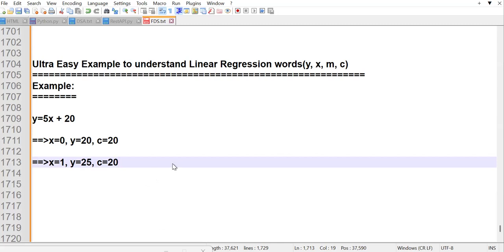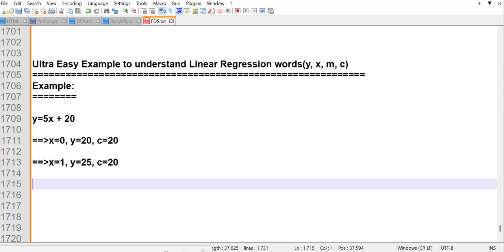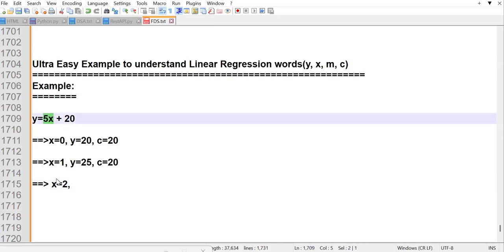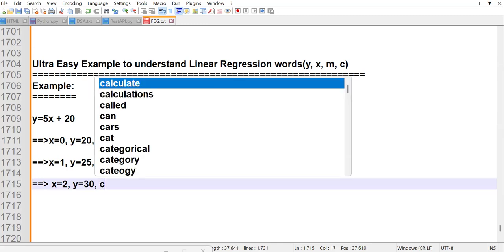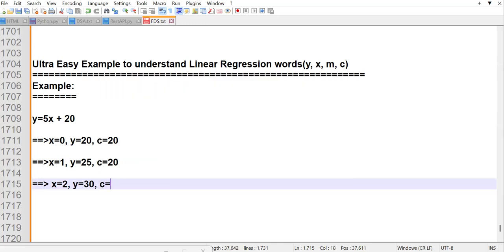Are you understanding what is x and what is y? So let's take another example. When x is 2, what is 5 into 2? 10. Okay, 10 plus 20 is 30, right? So the y value is 30. And what is the c value? The c value is 20.